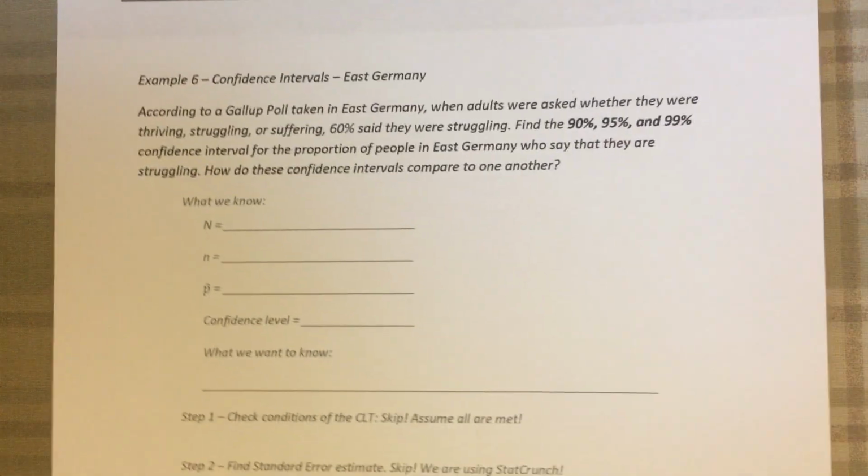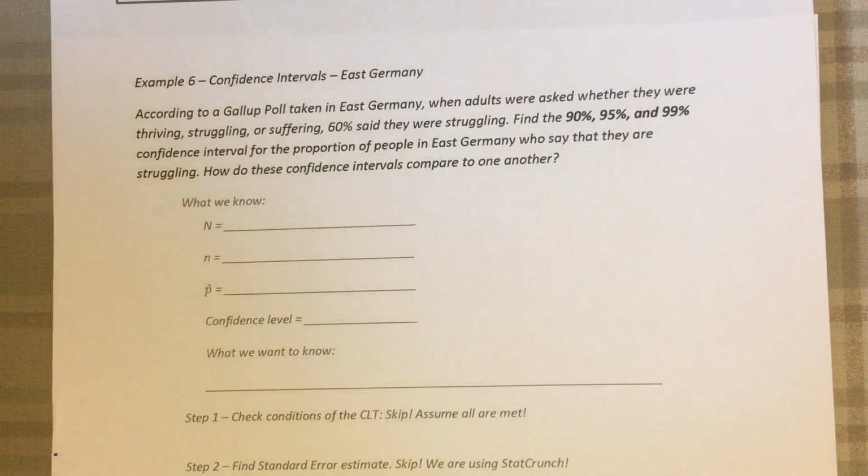All right, so in example 6, according to a Gallup poll taken in East Germany, when adults were asked whether they were thriving, struggling, or suffering, 60% said they were struggling. Find the 90%, 95%, and 99% confidence interval for the proportion of people in East Germany who say that they are struggling. How do these confidence intervals compare to one another?